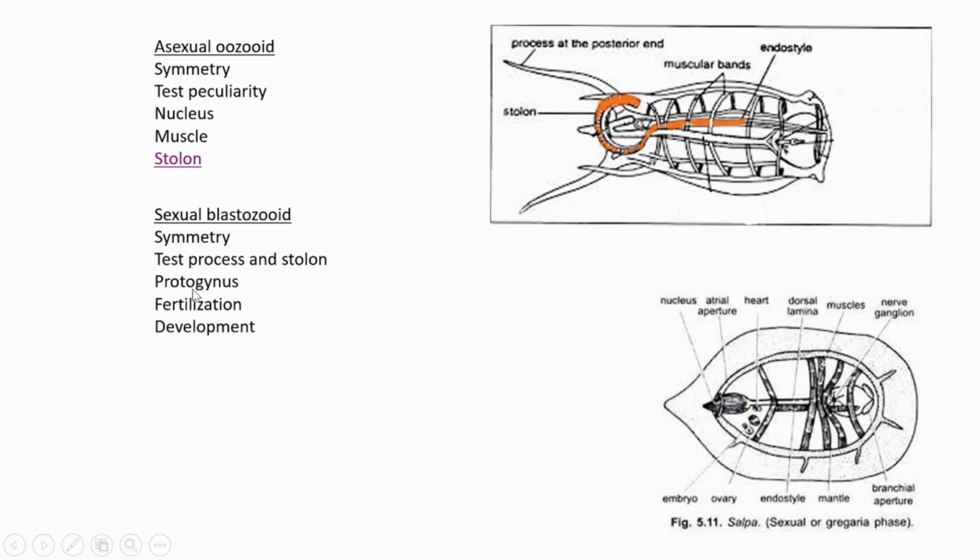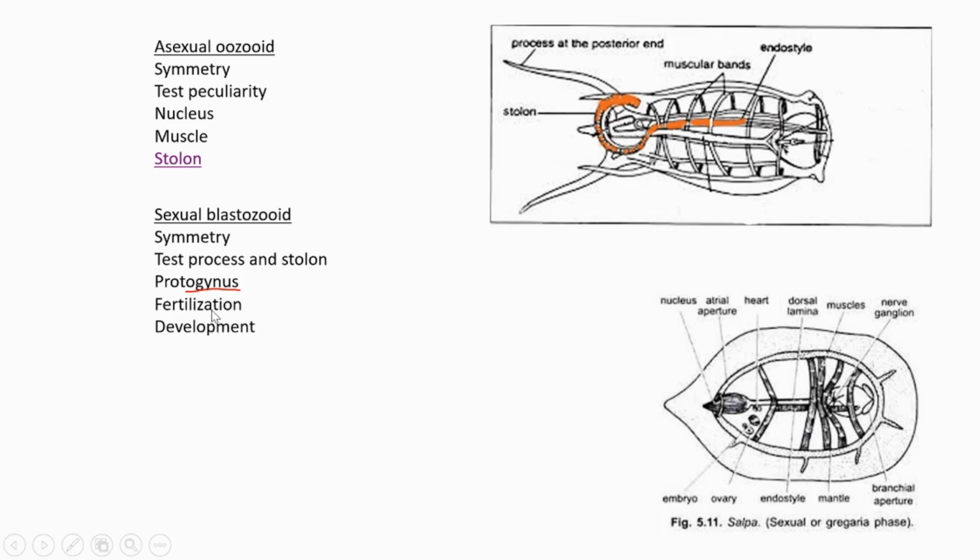Then the next point is protogynous. That means even though it is bisexual, its ovary matures first. Since its ovary is maturing first, it is called protogynous. Gynous means something relating to the female reproductive structure. So as the ovary is maturing first, it is protogynous. And what about the fertilization?